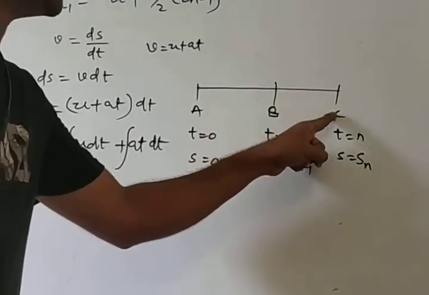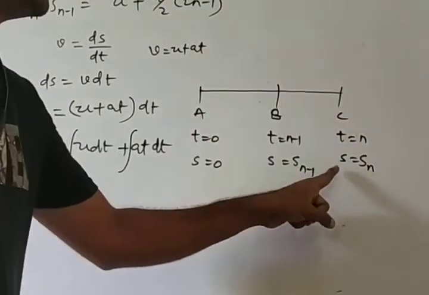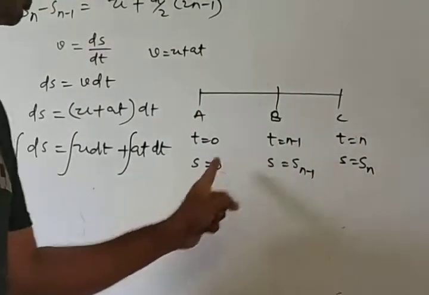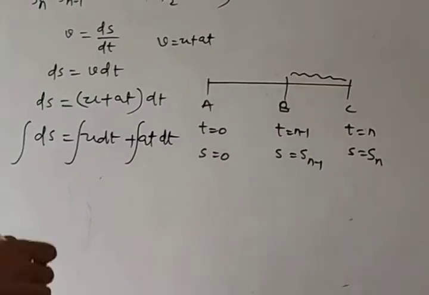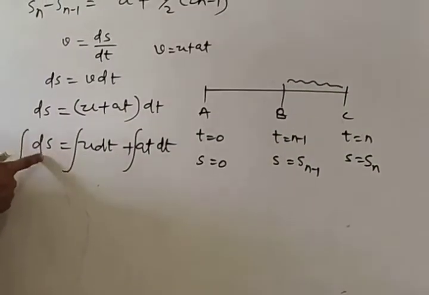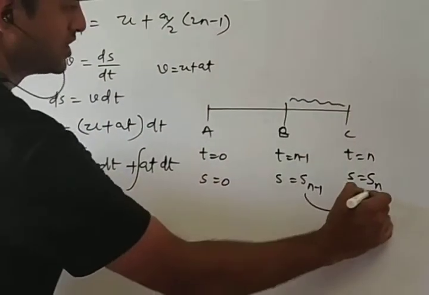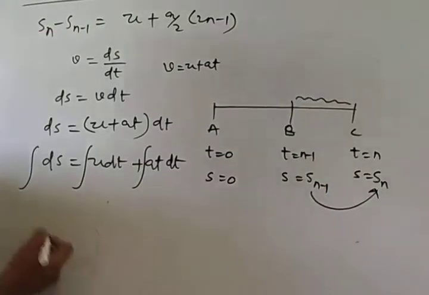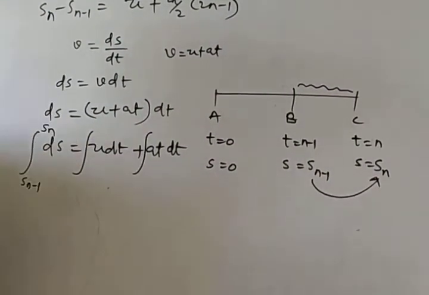When the body reaches C, it has consumed n seconds starting from A, and the position changes to Sn from 0. So I want to do integration between B and C. Here the variable is position. Between B and C, the position changes from Sn minus 1 to Sn. So I am putting my lower limit as Sn minus 1 and upper limit as Sn.